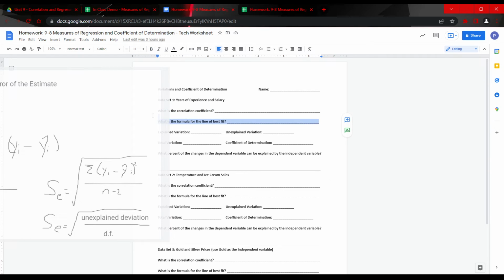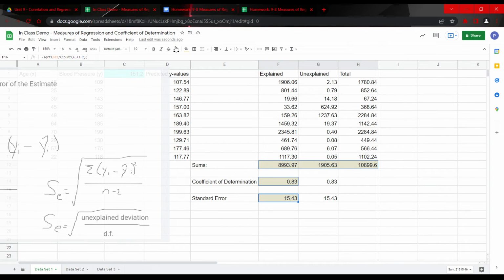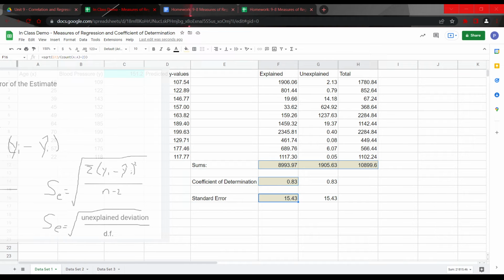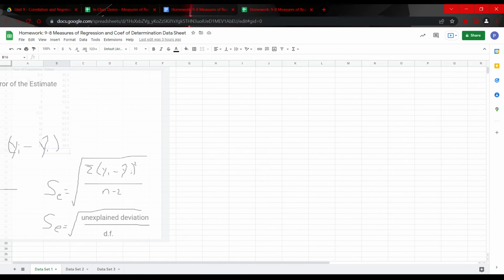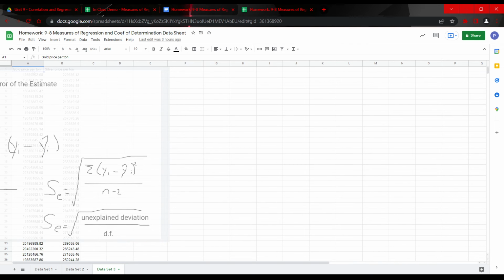The first two questions, for correlation coefficient and line of best fit, I'm not requiring you to write something there, but it will be good practice if you need to practice these things. So being able to use equals correl correctly, being able to use equals slope and equals intercept correctly, those are all skills that will be necessary for the test. This data sheet is what you'll be using: years of experience and salary, temperature and ice cream sales, and gold price per ton and silver price per ton. This one has a lot of data, so ideally you'll be able to just autofill it. If not, it's a little bit of clicking and dragging, but I think you'll be okay.